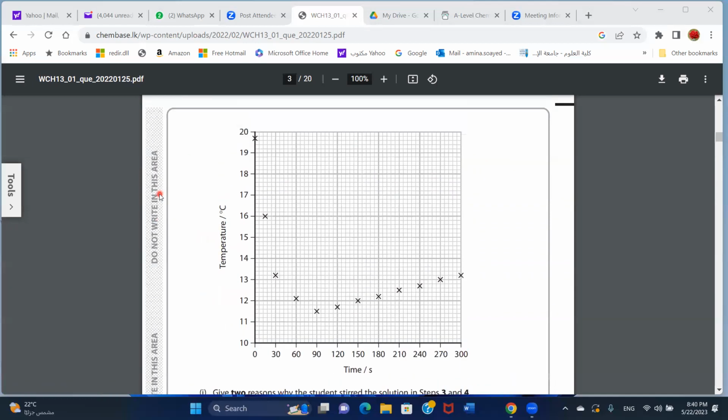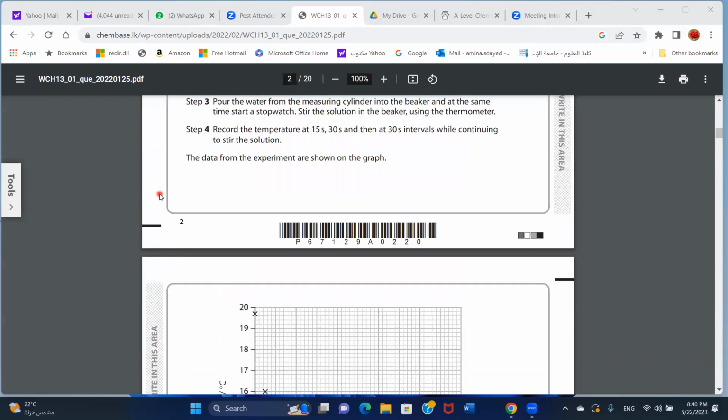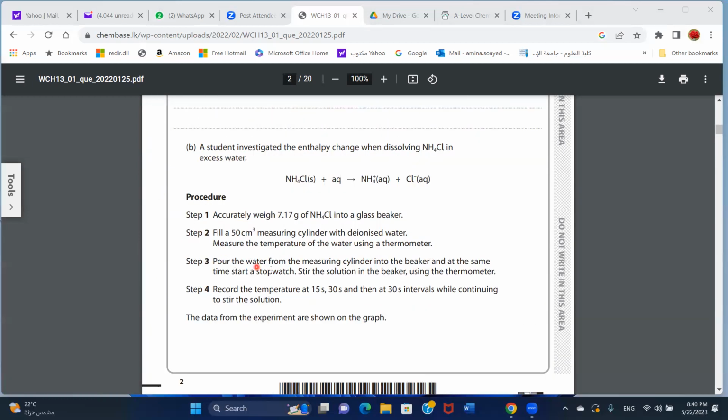Give 2 reasons why the student stirred the solution in steps 3 and 4. For the first reason, is it to dissolve the ammonium chloride salt? Yes, excellent. And in step 4, they stirred to dissolve the ammonium chloride. Yes.